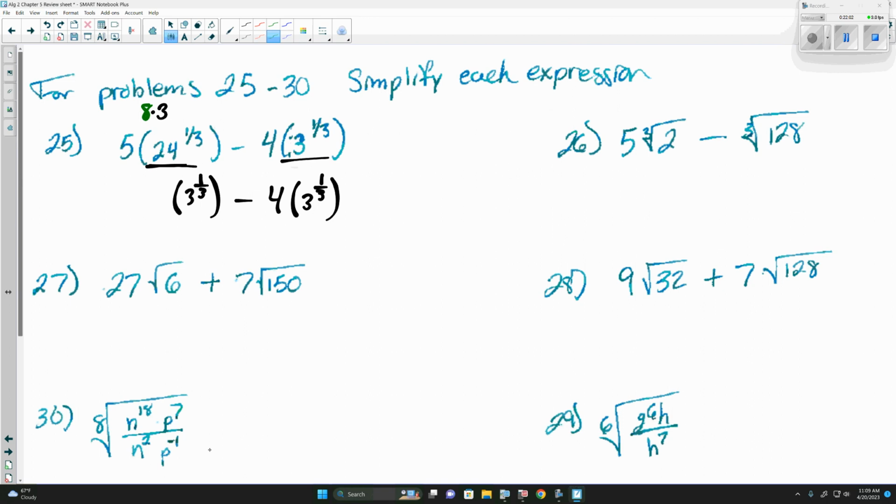Because what we're doing here, because we have 8 times 3 to the 1/3, which is the same as 8 to the 1/3 times 3 to the 1/3. Well, 3 to the 1/3 we need for them to be the same, but 8 to the 1/3 is 2.